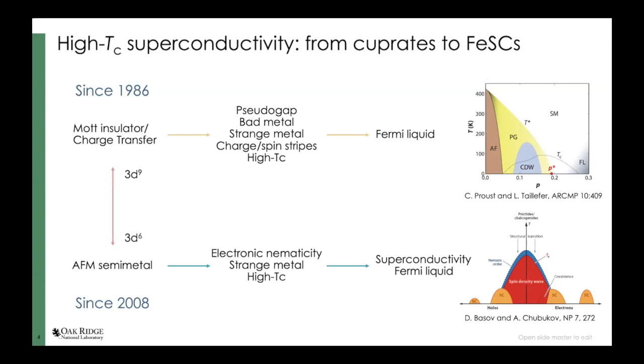The naive picture is, for cuprates, you start from 3d9, you have one hole, so you have very strong on-site intraorbital Coulomb interaction, which is basically Mott physics. But for the iron-based superconductors, you start from 3d6. You have multiple orbitals and multiple bands on the Fermi surface. So even just by naive guess, you wouldn't expect that Mott physics alone is going to explain everything.